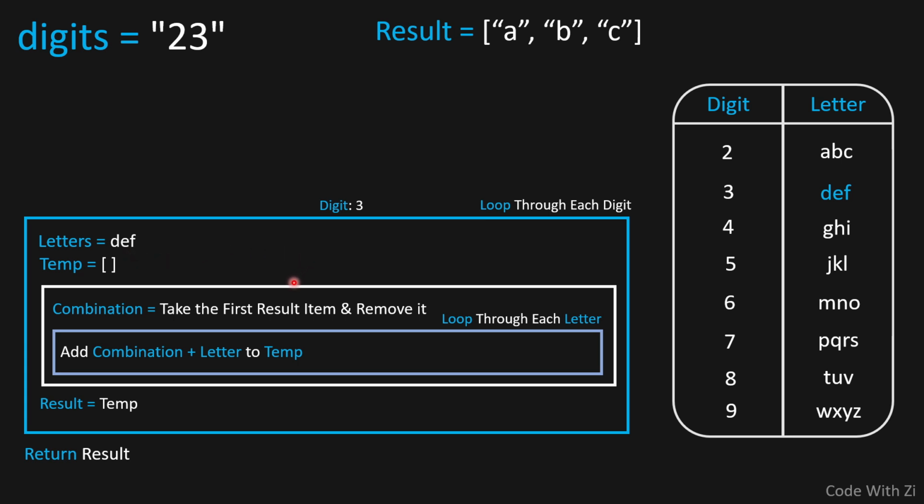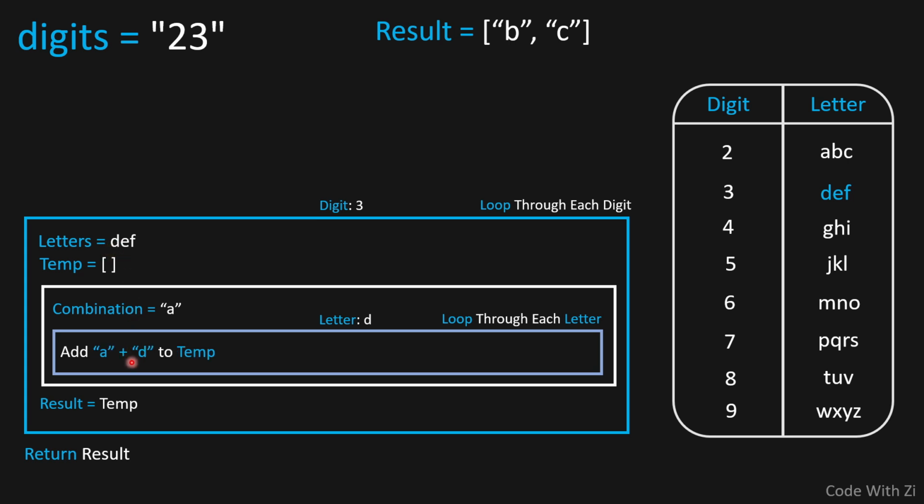And in our second loop, we're going to define our combination. So we're saying get the first item in our result and remove it, and that's going to be equal to combination. So the first item is A. So let's remove it. And that's going to be equal to combination. And we're going to loop through each letter that we have here. Our first letter is going to be D because we have D here, and this is our first character.